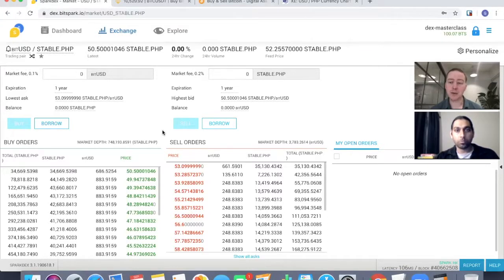And if you think that, say, this currency is going to go down, then the best way to do that is to perhaps lock up some BitUSD, create that currency, like a stable PHP, and then go and sell it to the market. And that's how you would do that. And you could do the same principle, say, on BitShares as well.